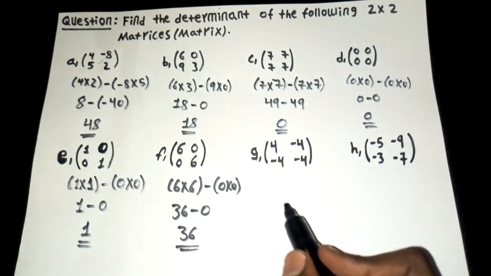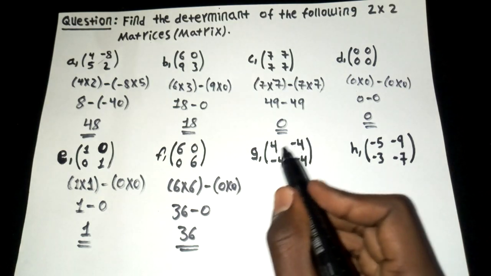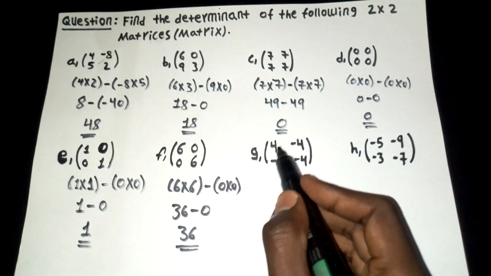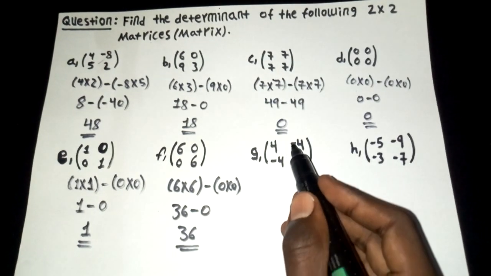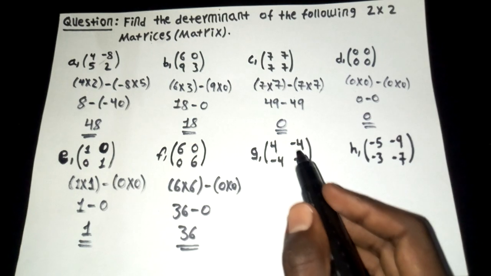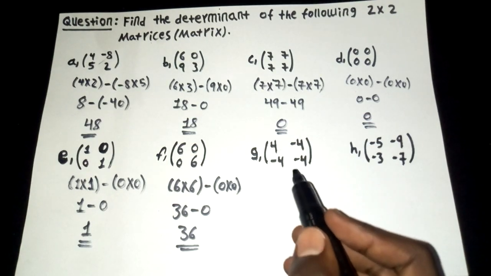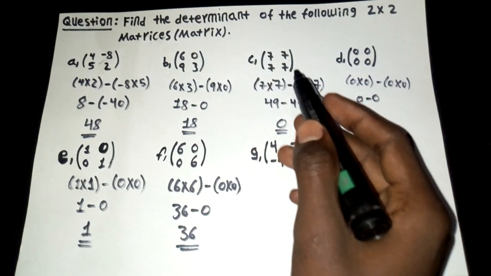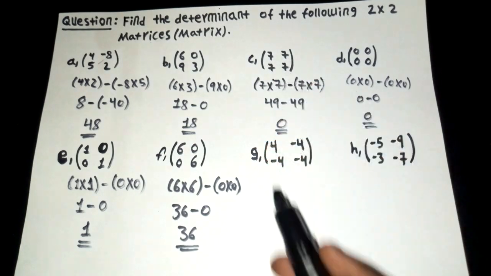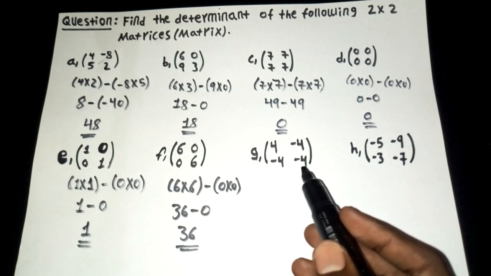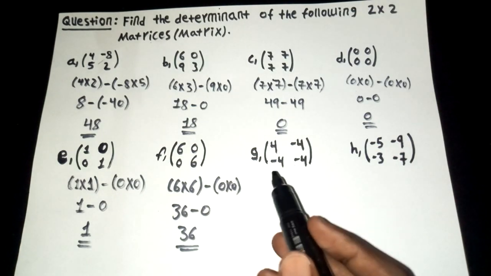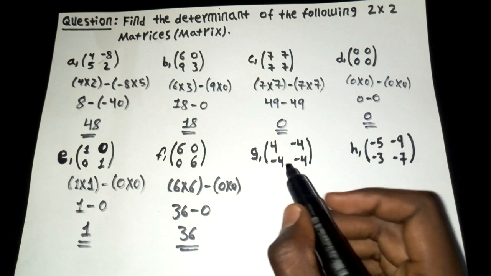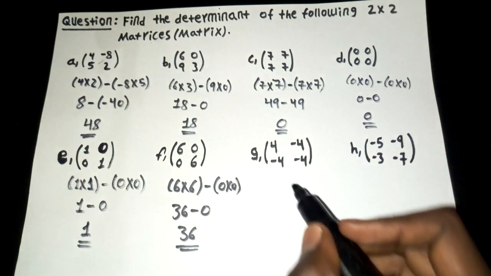And G, they all are just the same numbers like C, but the difference is right here. The first entry is plus, the others are minus. What will happen if they all are the same and have the same sign? Their answer will be 0. But in this case, because one of them does not have the same sign, their answer will not be 0.